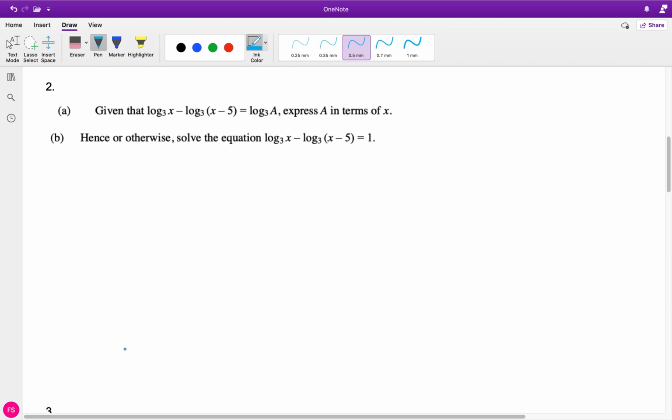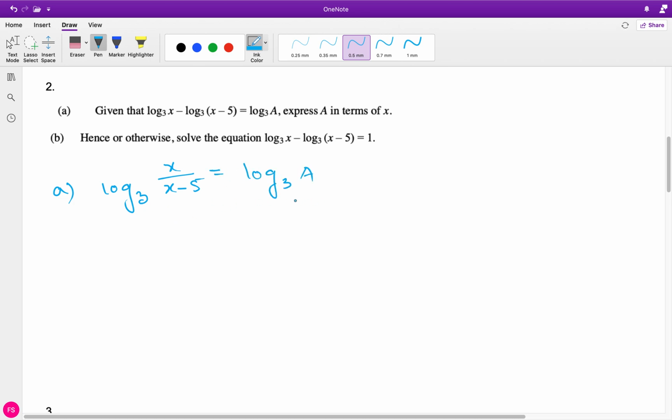Okay, number 2. Given that log of x to a base of 3 minus log of x minus 5 to a base of 3 equals log of a to a base of 3, how to express a in terms of x? Again, we have two logs, and you can just use the rules of logs to write a single expression for these two things. So we can write log of 3, a minus b. That means you have to divide according to the rule of log, which will give us x over x minus 5 equals log of 3, a.